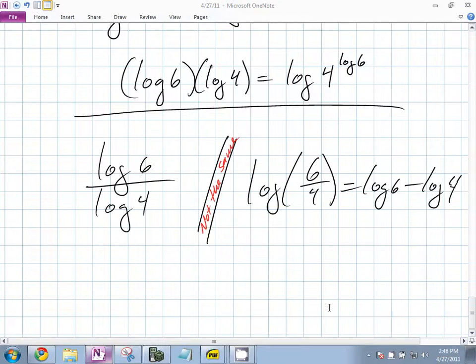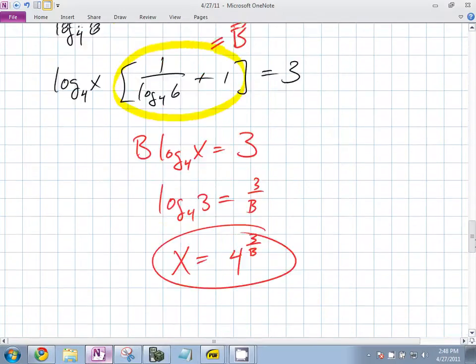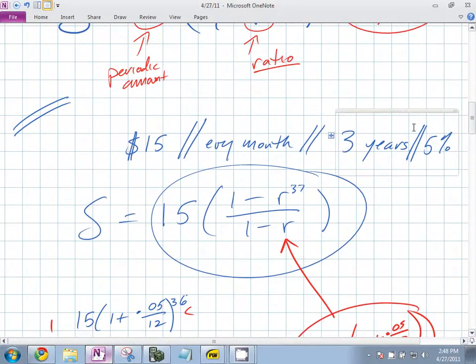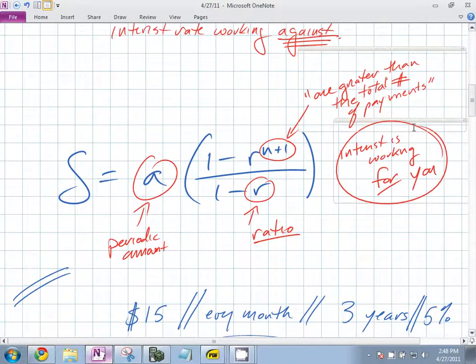Yes, right there, yep. Okay, so R is always going to be the ratio. Yes. So it's always going to be 1 plus the interest rate over the periodicity, the number of times it compounds per year, yeah. It's always going to be that: 1 plus the interest rate over that.